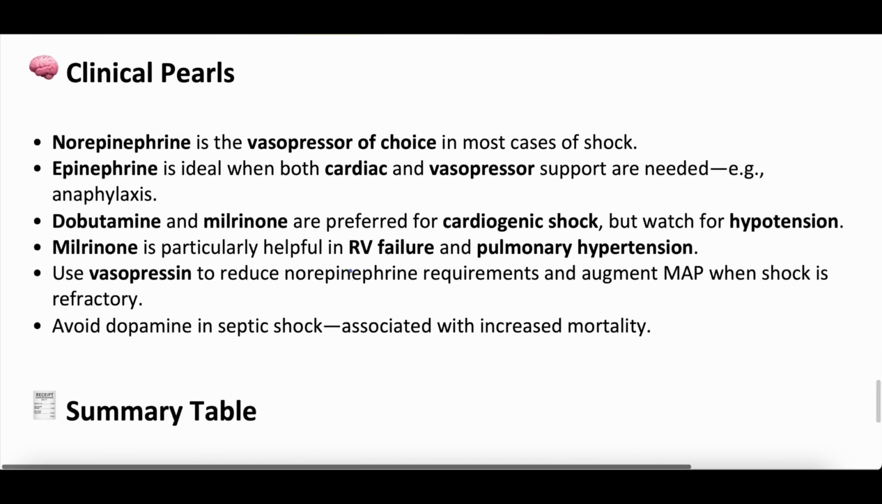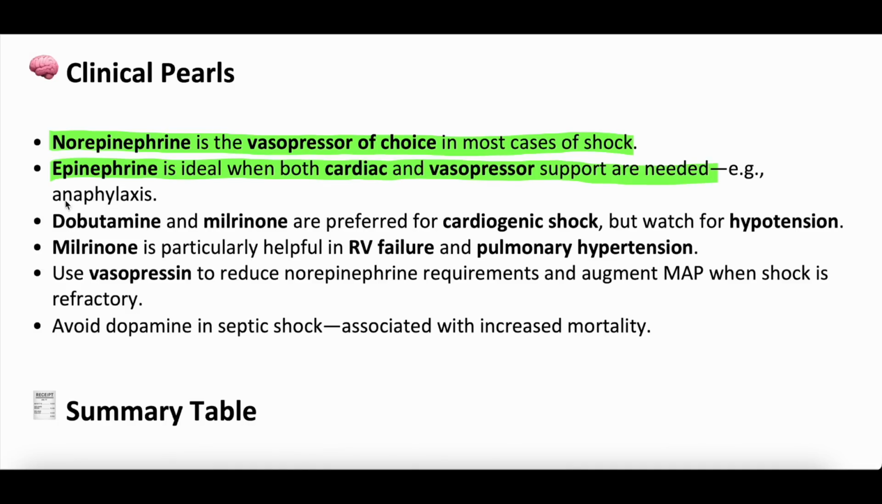So last but not least, clinical pearls. The things that are most important, the summary here, is norepinephrine is the vasopressor of choice in most cases of shock. When in doubt, grab for norepinephrine. Epinephrine can be ideal if there's both cardiac needs and vasopressor needs. Anaphylaxis, it is certainly first line. Dobutamine and milrinone are preferred for cardiogenic shock, but monitor and prepare for hypotension. Milrinone can be particularly helpful in right ventricular failure or pulmonary hypertension because it has that further decrease in pulmonary vascular resistance, which is the afterload of the right ventricle.